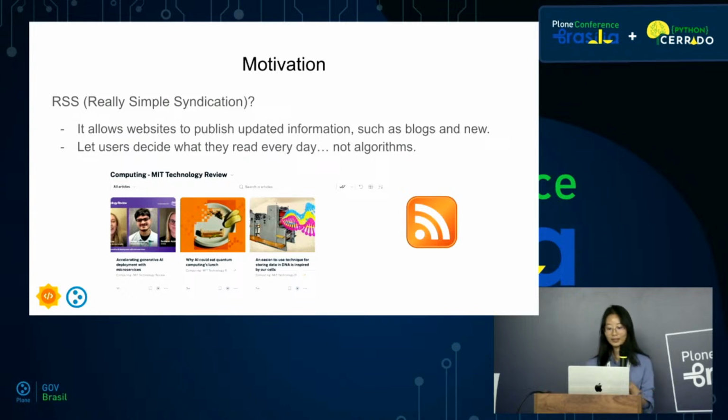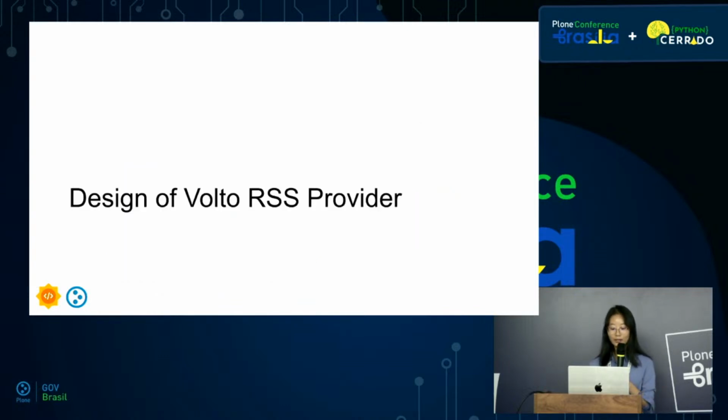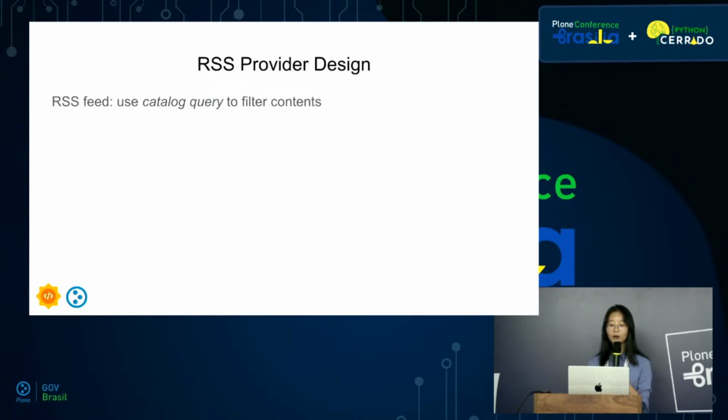Then I'm going to talk a little bit about the design of the Volto RSS provider. The key feature of an RSS feed for users is really its ability to use the catalog query to filter content.